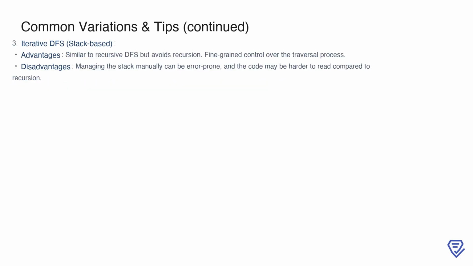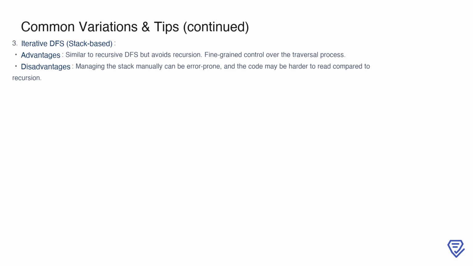Another alternative is iterative DFS, which uses an explicit stack to control the traversal process. This approach offers similar advantages to recursive DFS, such as depth-first ordering, but eliminates the risk of stack overflow from recursion. However, managing the stack manually introduces its own challenges. The code can become less readable and more prone to errors compared to the cleaner recursive solution.